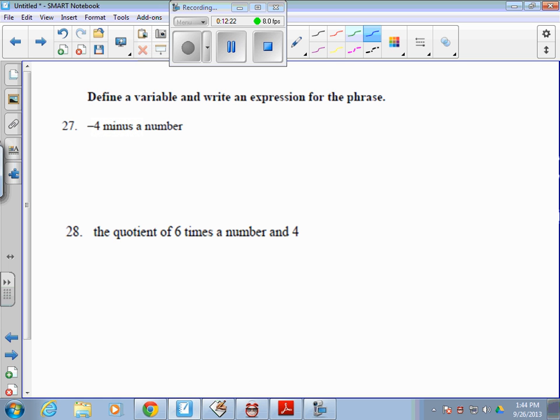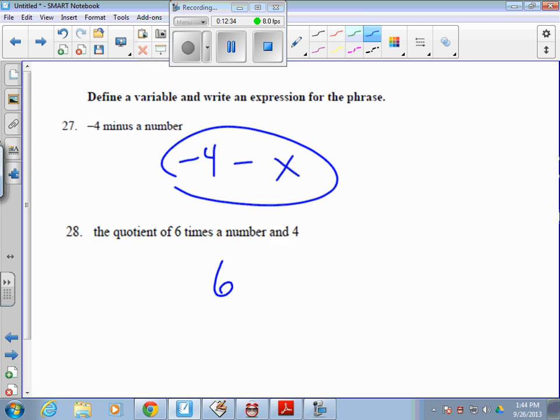27 just says to define a variable. So it's just like 26, but just use the letter x or n or something like that. Negative 4 minus a number, x. The quotient of 6 times a number, 6 times y, and 4. 6 times a number divided by 4. That's what quotient means, to divide.